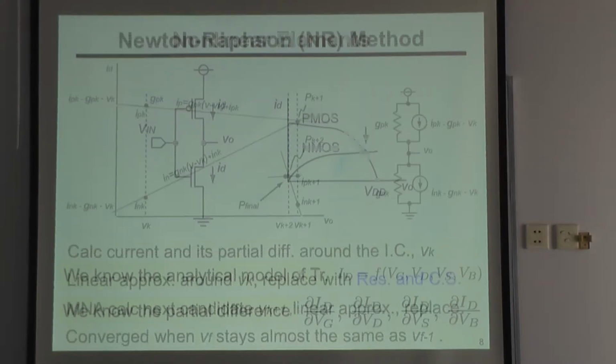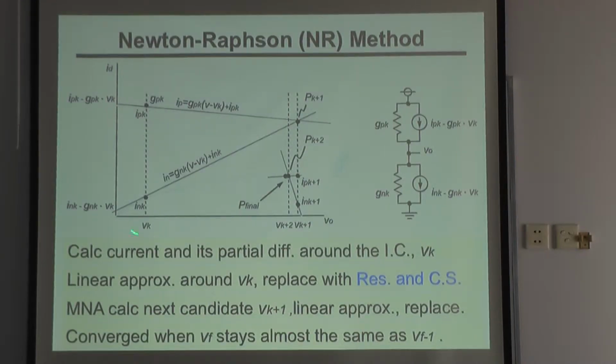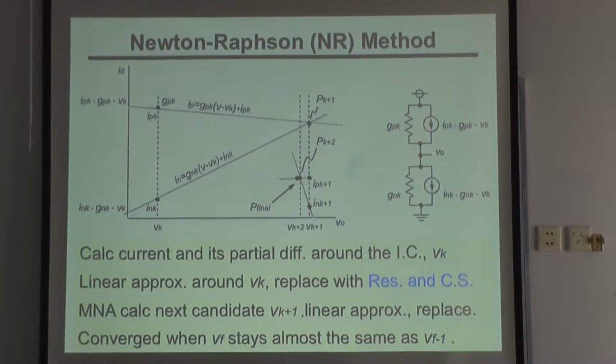That means once we assume this voltage, we can have this point, and we can have this line and this line, and we can have this crossing point. And once we have this crossing point, we have Vk plus 1. So we can have this current, because we know this curve and this curve. So we know this point, and the differential makes this line going like this. And finally, it converges.